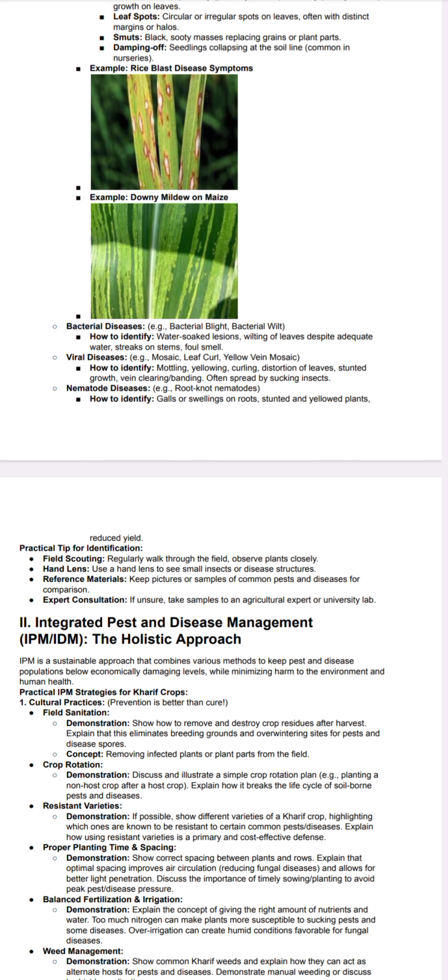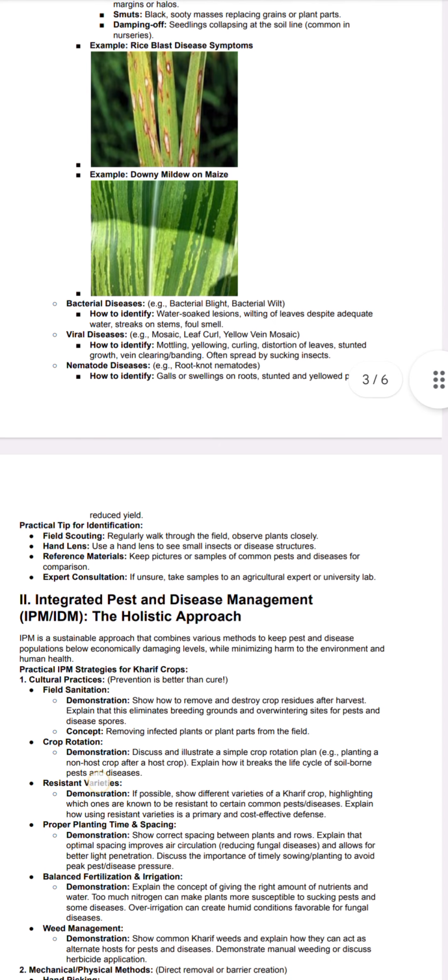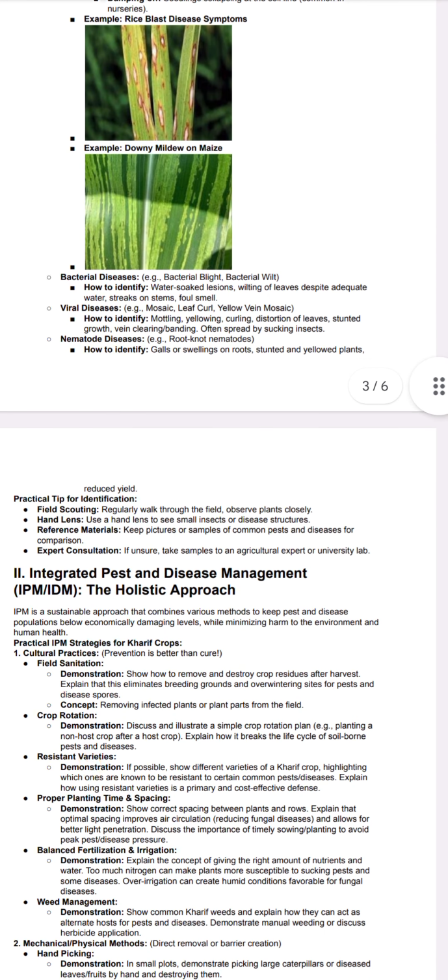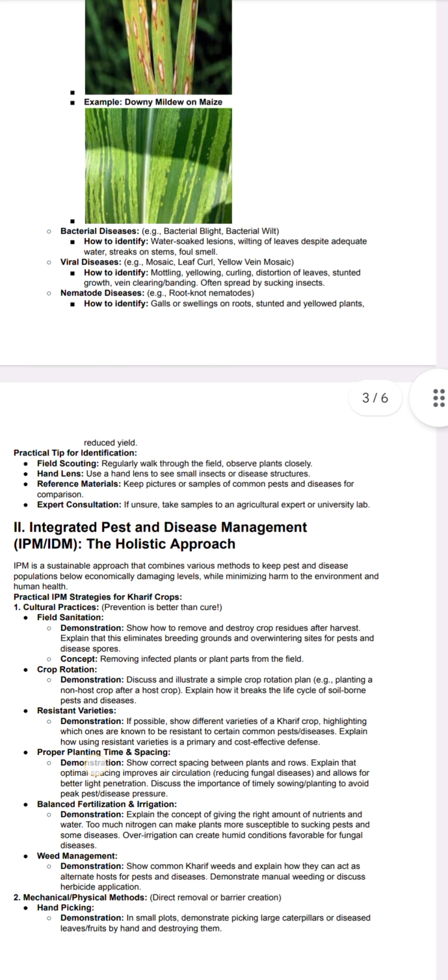How to identify these? Water soaked lesions, wilting of leaves despite adequate water, streaks on stems, and foul smell indicate bacterial disease. Viral diseases: mosaic, leaf curl, and yellow vein mosaic are the famous viral diseases. To identify: mottling, yellowing, curling, distortion of leaves, stunted growth, vein clearing, and banding. Often spread by sucking pests. Sometimes sucking pests also spread viral diseases.